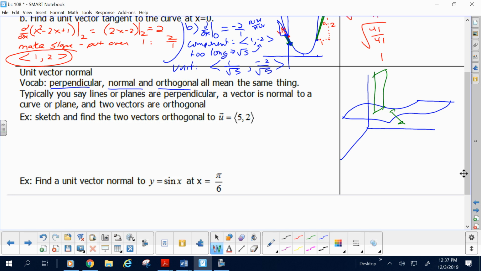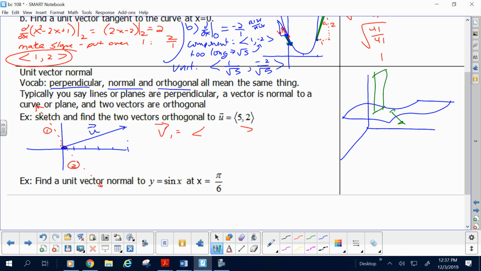All right. If I asked you to find two vectors orthogonal to 5, 2, let's start by sketching vector u. 1, 2, 3, 4, 5, up 2. If I put it in standard position, starting at the origin, then that's vector u. Cool? Okay. There are two possible perpendicular vectors. What's one perpendicular vector? I mean, couldn't I go this way here? Yes, that's one, or that's two. All right. Let's call this vector v1.